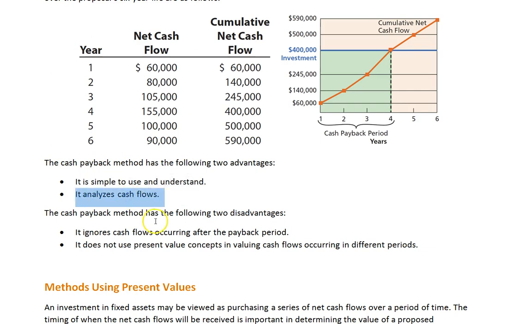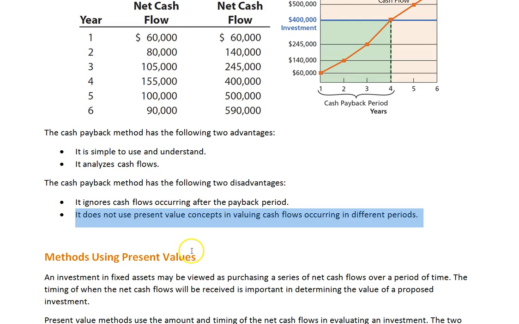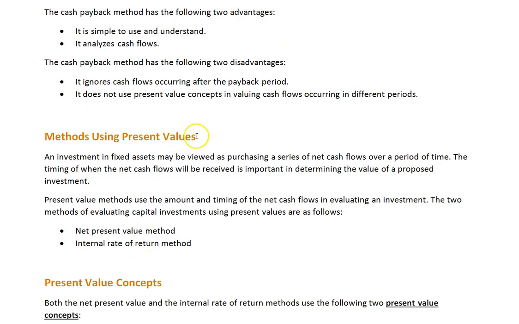It analyzes cash flow, which is very important. When we get our cash back, we're free to invest that in another project. It ignores cash flows occurring after the payback period. Remember I said we didn't even do the math here to solve it, so it completely ignored these cash flows. And it does not use present value. We didn't use present value concepts at all here. So moving on to the next section, we're going to introduce present value concepts.